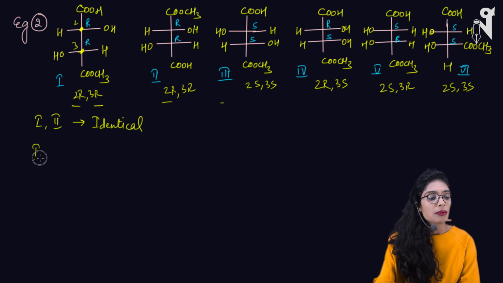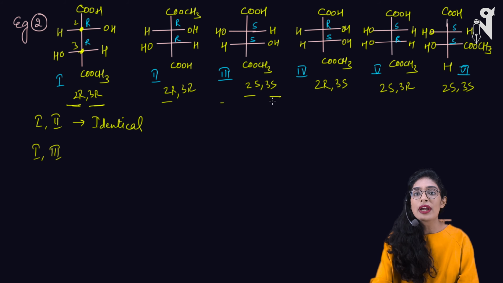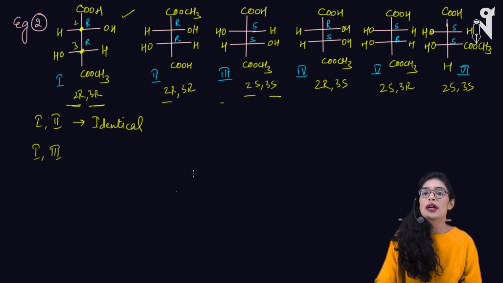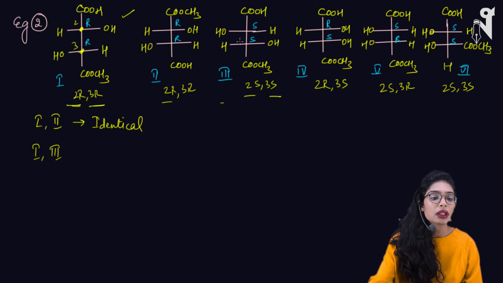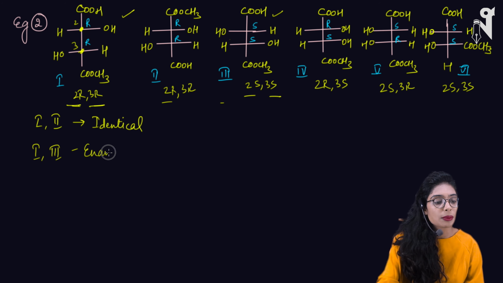So the first molecule, compound 1, and compound third, what relation do they possess? Now look at the configuration. This is 2R and 3R, and this is 2S and 3S. So the configuration is completely opposite. Now we have to see whether they are optically active or not. If both the molecules are individually optically active, then they will be enantiomers. Because in the first case there is no plane of symmetry or center of symmetry, this is optically active. Look at the third one. Here again there is no plane of symmetry and no center of symmetry, hence this is also optically active. So the first and third will be called enantiomers.